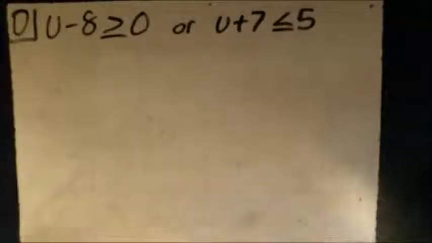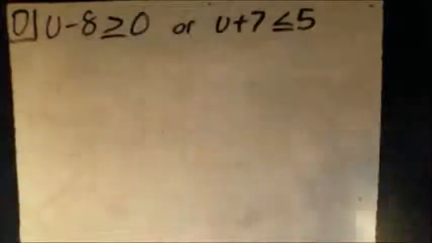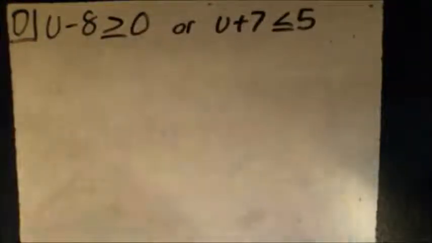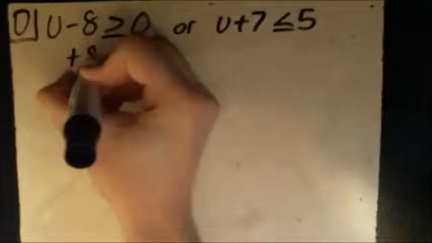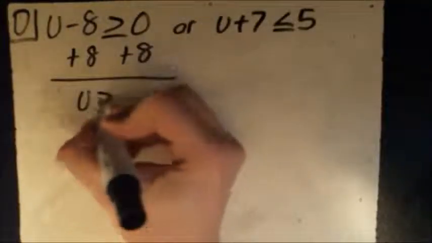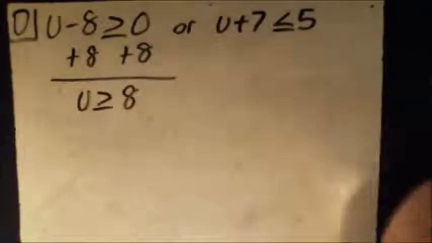All right, so for D, we have u minus 8 is greater than or equal to 0, or u plus 7 is less than or equal to 5. So once again, the words change to or, but you're still going to do it the same way. First, I'm going to solve the left side. So I'm going to add 8 to both sides. So I got u is greater than or equal to 8.